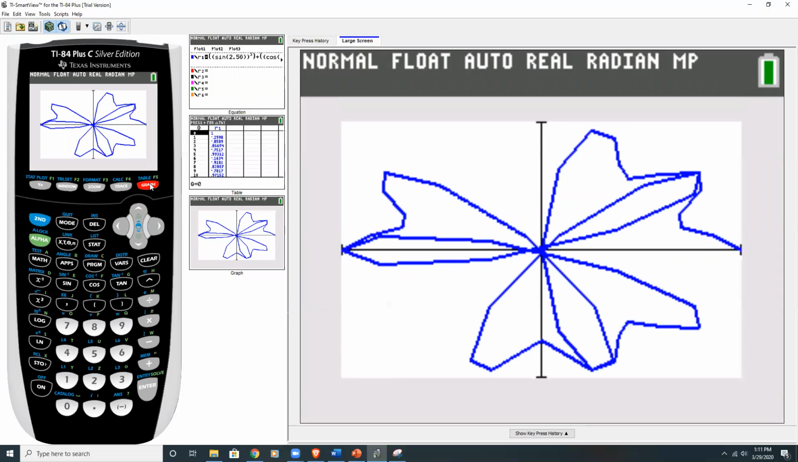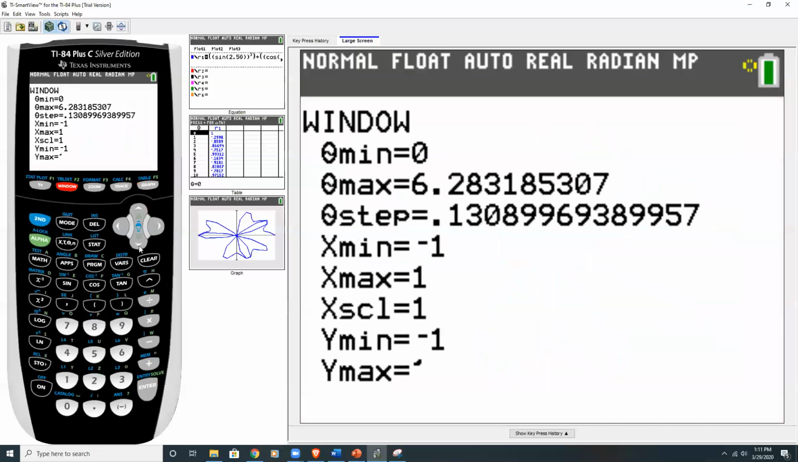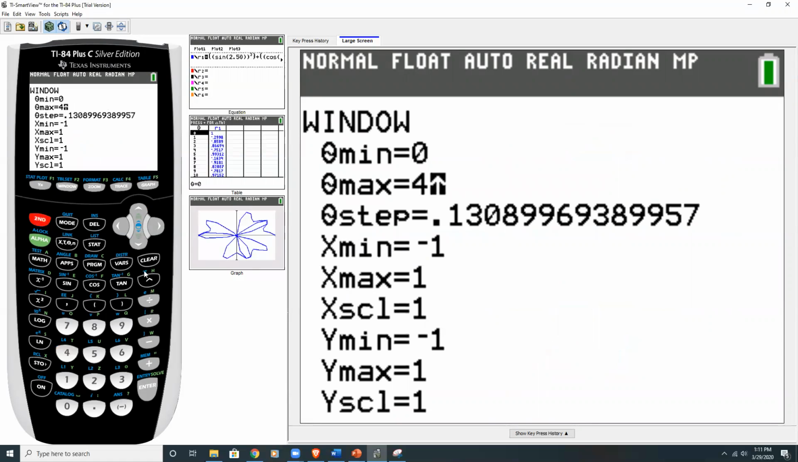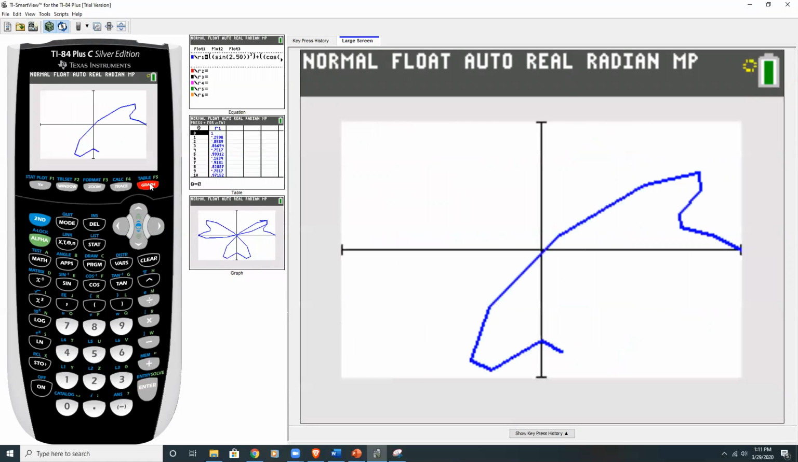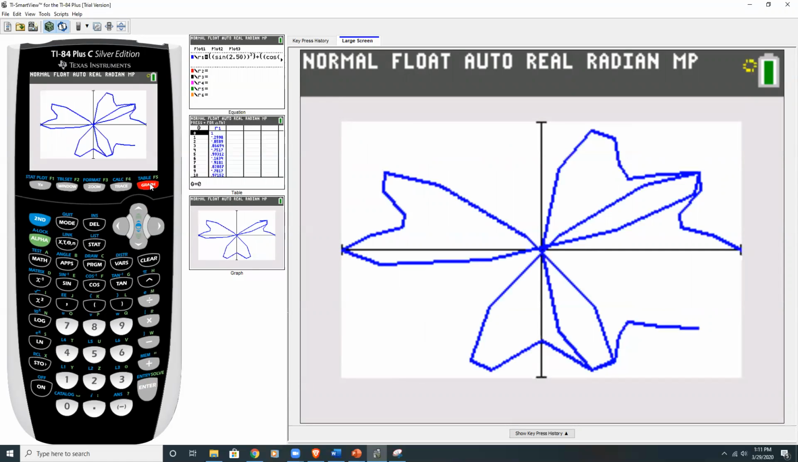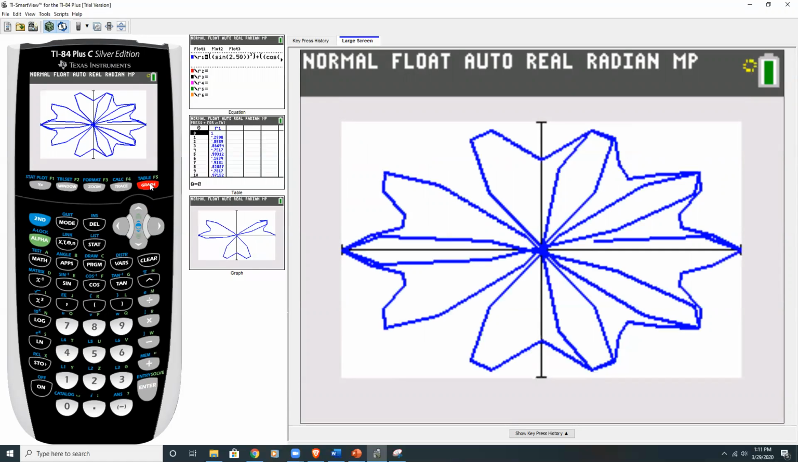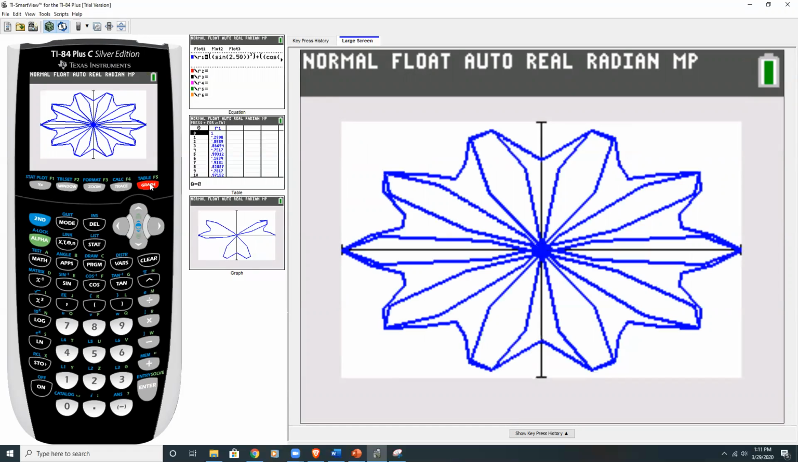Whoa, little choppy, huh? And it didn't appear to graph the entire picture. So I think our theta must be too small. Let's go to 4 pi instead of just 2 pi and see what happens. This time we see a lot more of the graph, so that's much, much better. But the graph is super choppy.